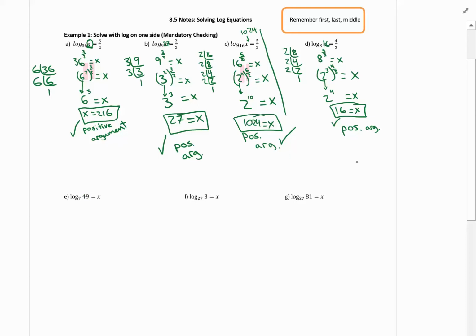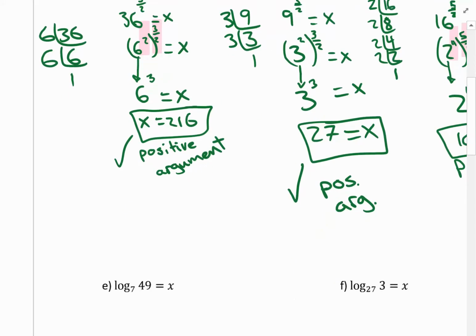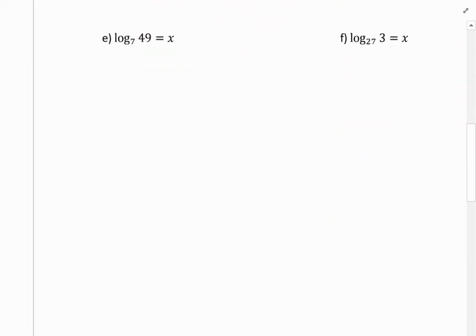The difference is where the x is. For this row we just did, the x was always the argument. These problems, the x is actually the answer on the other side, but it'll still be pretty easy to do. Here goes. You do first, last, middle.